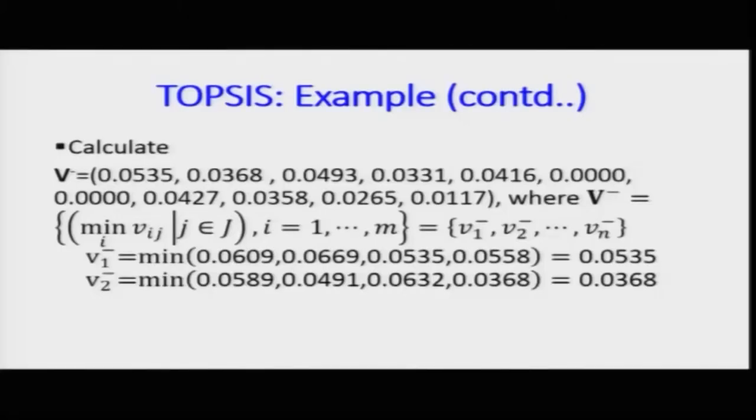Similarly, I go to the V minus. Here in the V minus, I take the minimum. Remember that max and min is coming. So, when I do that, I try to find out the V plus and the V minus values. Again, I am taking one column at a time, and in each column there are four values, corresponding to alternatives 1, 2, 3, 4, and how many columns are there? There are 11.